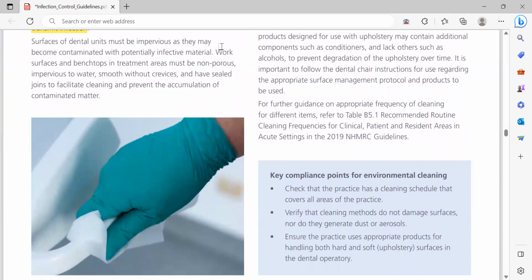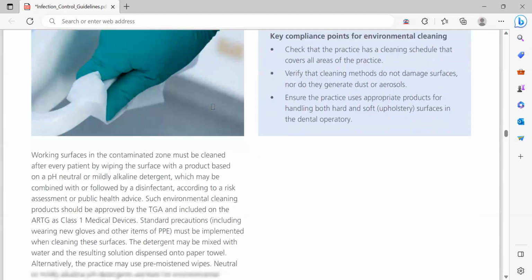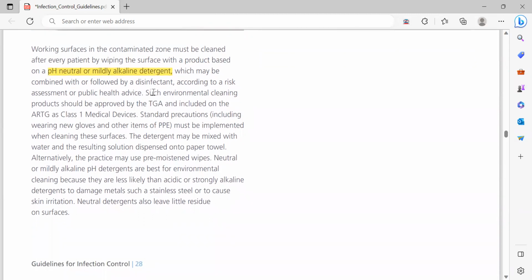They cannot be porous, as they may become contaminated with potentially infectious material. Work surfaces and bench topping in the treatment area must be non-porous, impervious to water, smooth without crevices, and have sealed joints to facilitate cleaning and prevent the accumulation of contaminated water. Okay, so how can you wipe them? The wiping should be done with a pH neutral or mildly alkaline detergent, which may be combined with or followed by a disinfectant according to a risk assessment and public health advice.